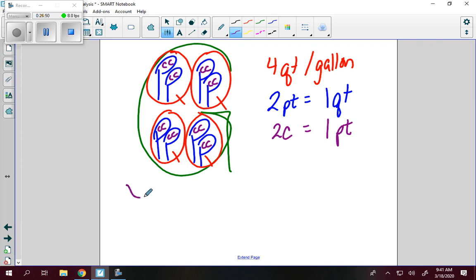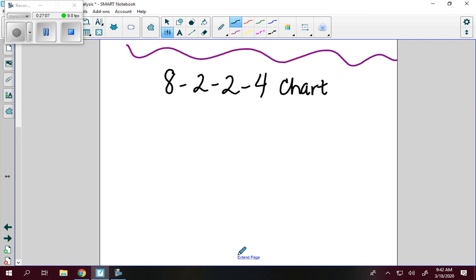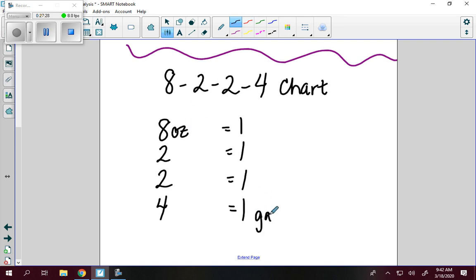It's pretty neat, huh? The other thing I'd like to share with you is the 8224 chart. What? 8224 chart? What is that? Oh, let me tell you. I made it up. I call it the 8224 chart because those are the numbers I need. I need 8, 2, 2, 4. They're all going to equal 1 of something, and it's going to go from smallest to largest. So if I think of the smallest unit that I want to talk about, it's ounces, and the largest is gallons.